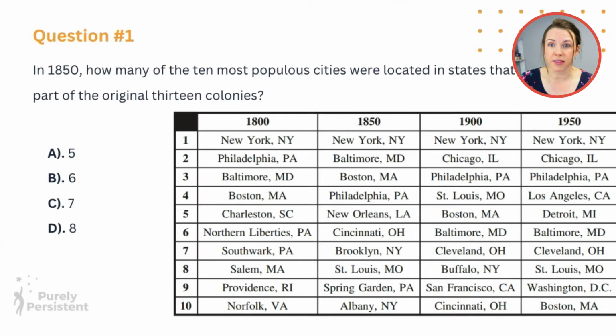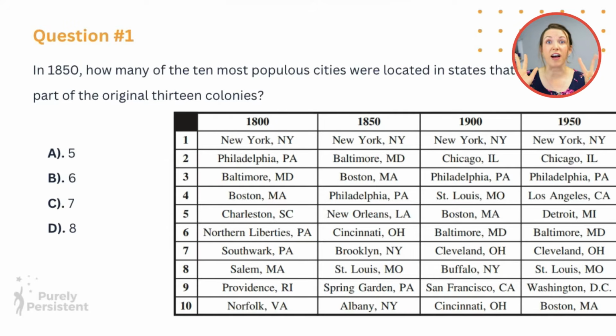So first we have this column right here. So we have New York, New York. Yes, New York was one of the 13 original colonies. Maryland, yes. Baltimore. Boston, Massachusetts, yes. Philadelphia, Pennsylvania, yes, Pennsylvania was. New Orleans, no. That one was not one of the original 13 colonies. Cincinnati, Ohio, no. We're moving a little bit more toward the Midwest. Brooklyn, New York, yes, New York. St. Louis, Missouri, again, that's in the Midwest, so that is not one of the original 13 colonies. Spring Garden, Pennsylvania, and Albany, New York.